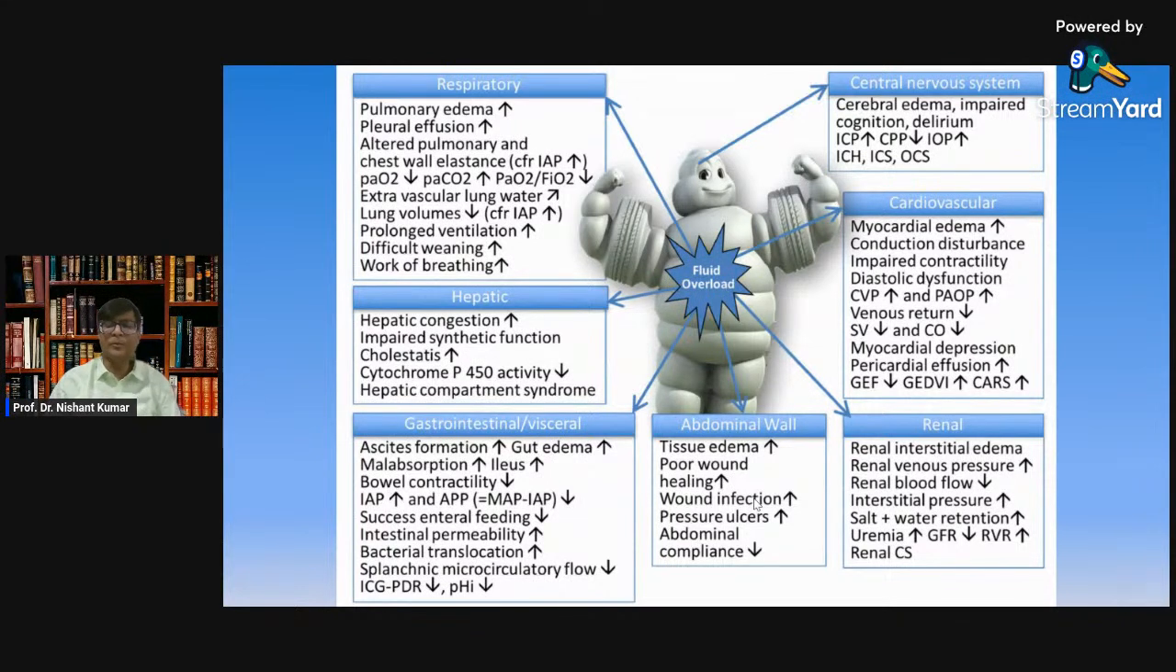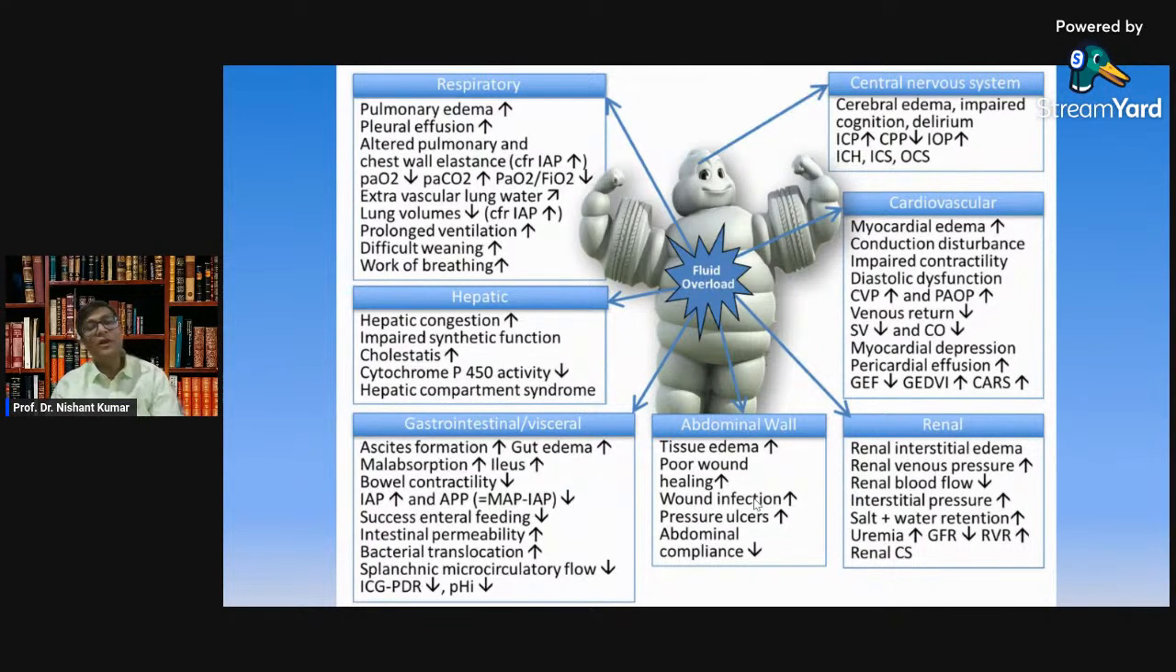In the central nervous system, if proper osmolality is not maintained, there can be cerebral edema, increased ICP, decreased CPP, increased IOP. Cardiovascular: myocardial edema, conduction disturbance, impaired contractility, decreased venous return, decreased stroke volume, hepatic congestion, impaired synthetic function, increased cholestasis. Similarly, for GI: ascites formation, gut edema, malabsorption, ileus, decreased bowel contractility. We have tissue edema in the abdominal wall, poor wound healing, wound infection, pressure ulcers.